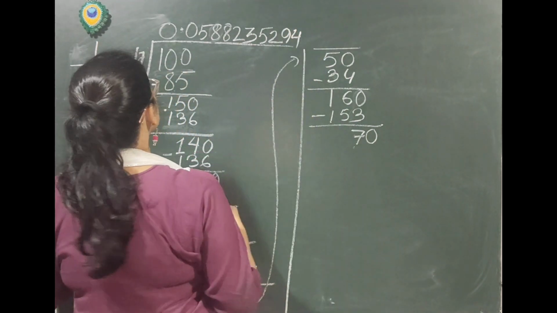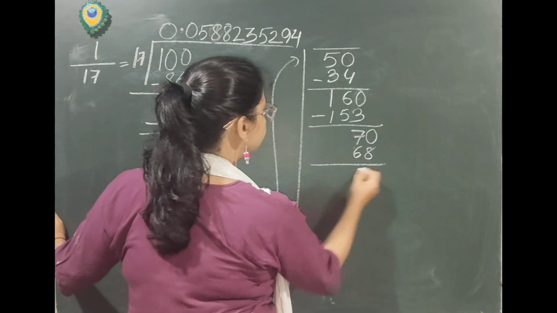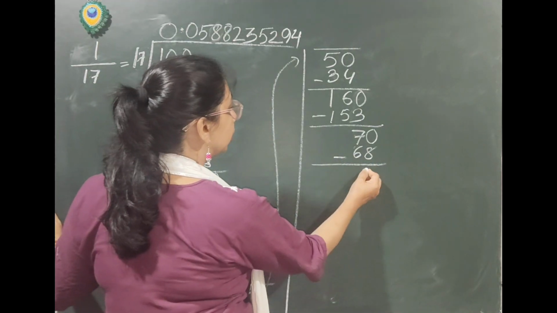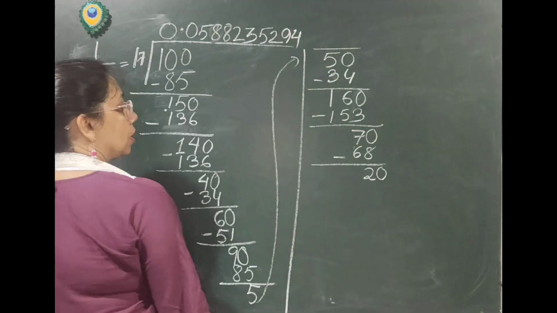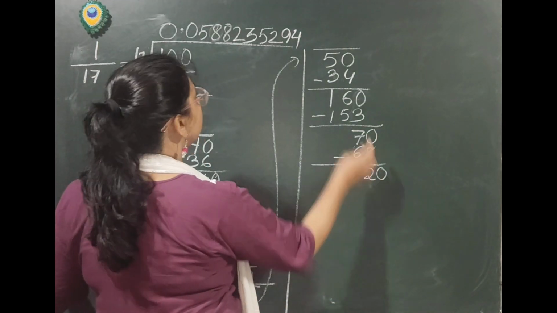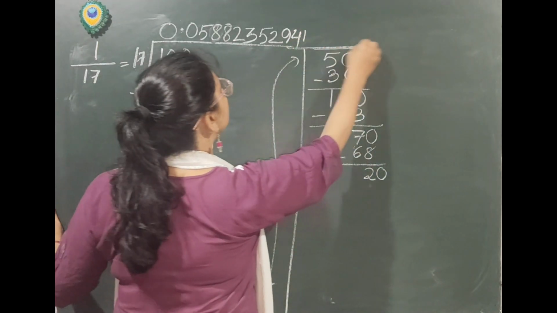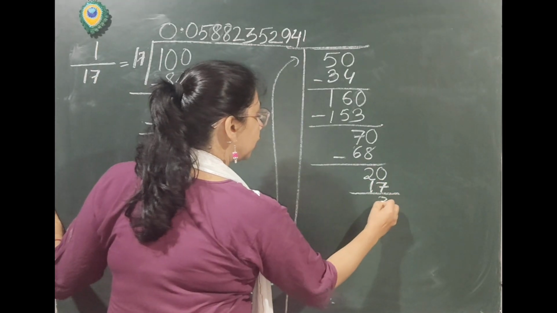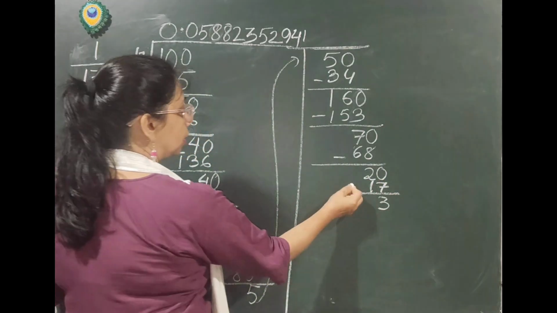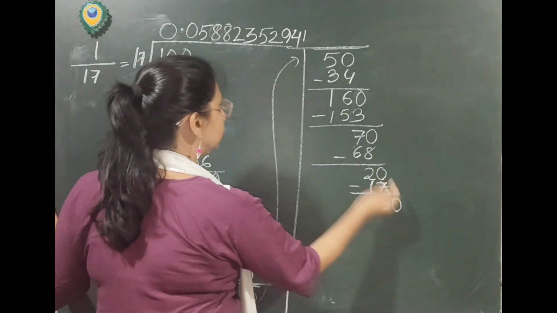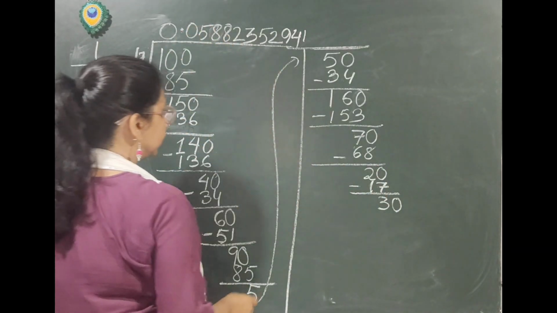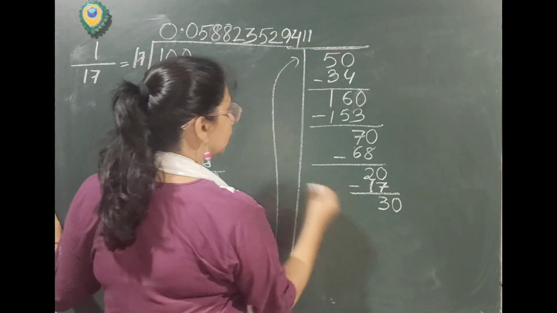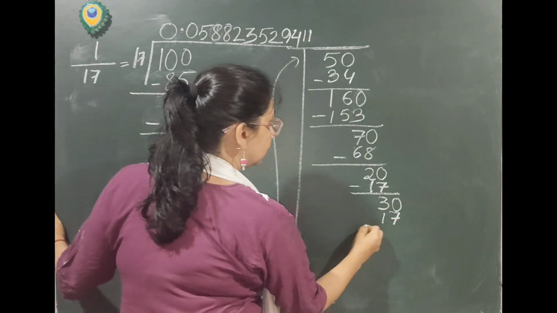4s are 68. So if we subtract it from this side, we will get 2. And then it is 20. 17 1s are 17. We get 3. Then let us take one more 0. Due to this decimal point, we can take. Now again 17 1s are 17.